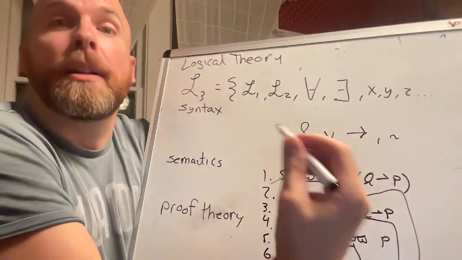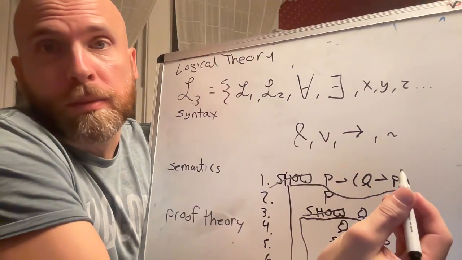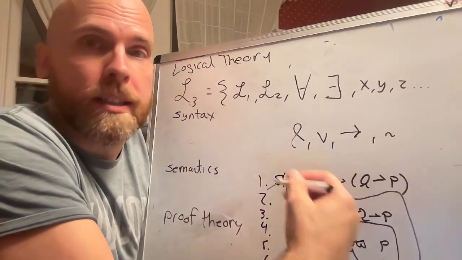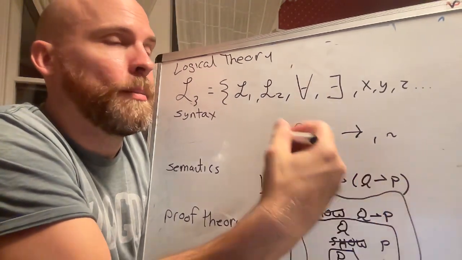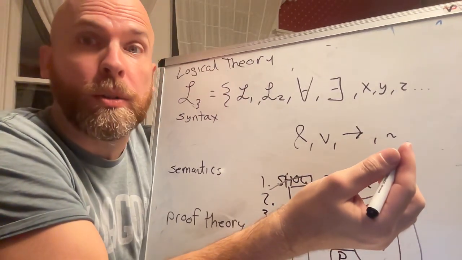Now, again, I said we don't have a simple rule for introducing conditionals. It's because we have to assume something first. And in this case, I assumed the first part. I assumed P, and then I tried to show the rest. But technically, you can assume whatever you want. There's no restriction here on what you can assume.